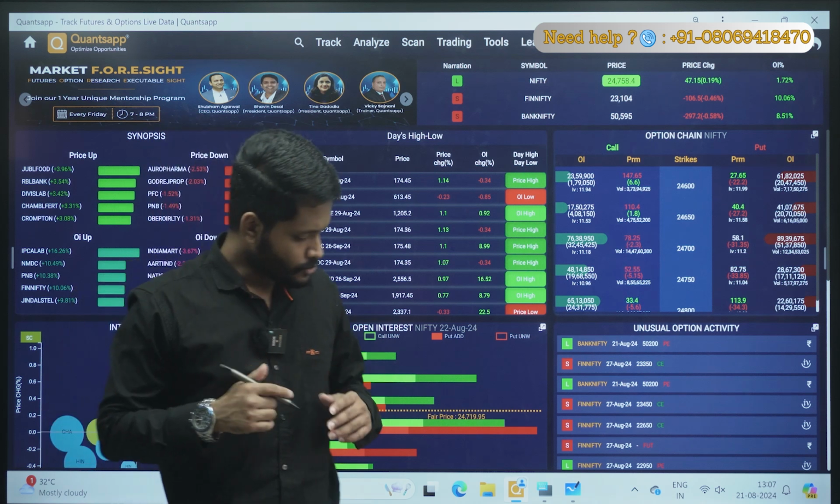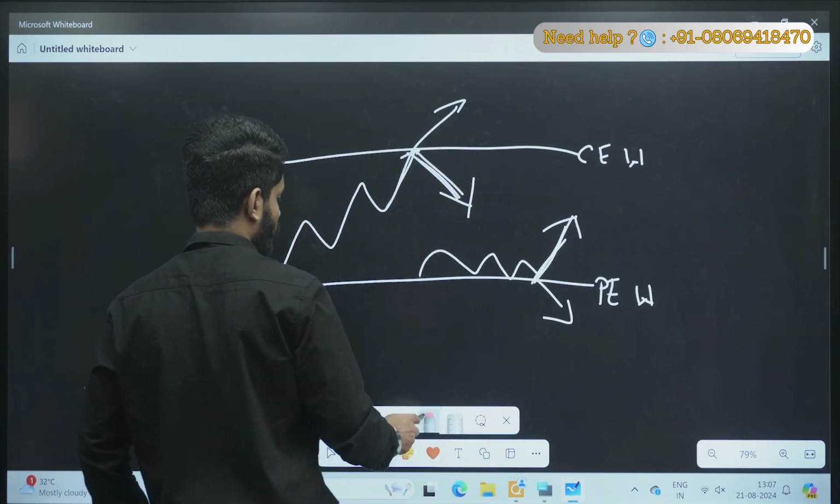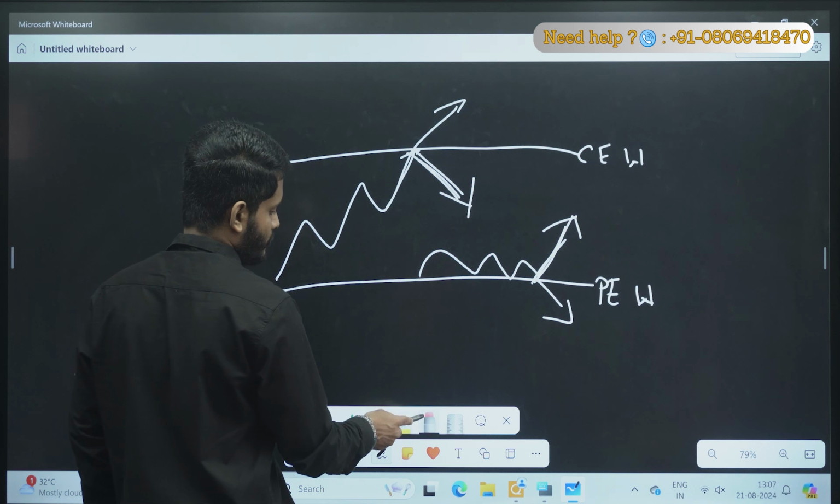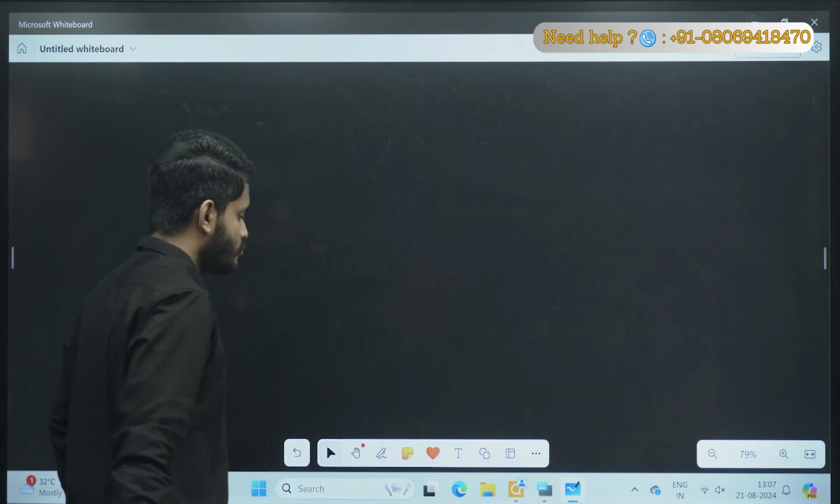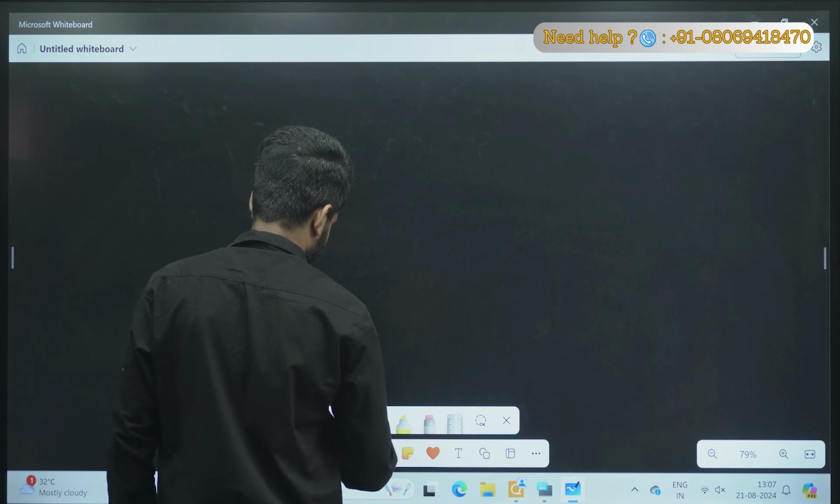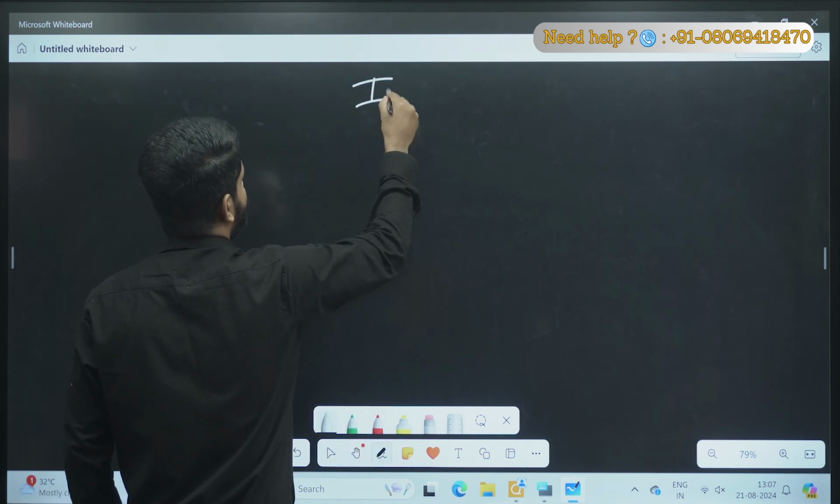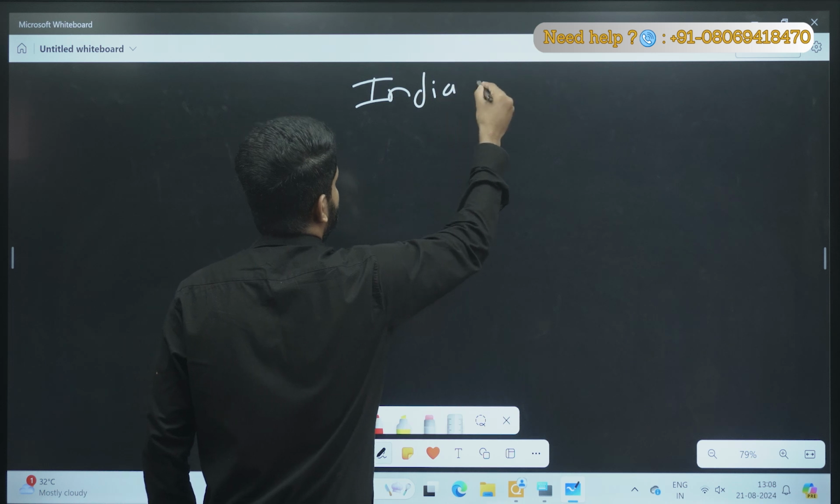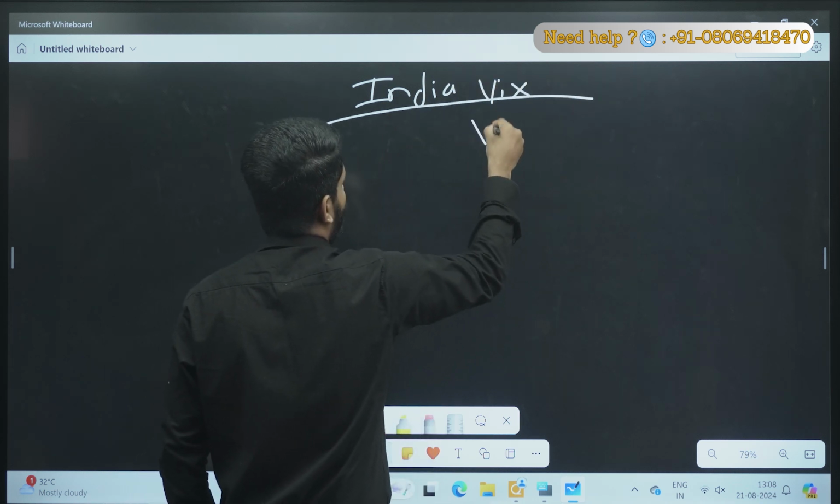So let's talk about India VIX and a little bit about volatility as well. Before getting into India VIX, we should know a little bit about volatility. So basically, what is India VIX? India VIX is basically a volatility index.